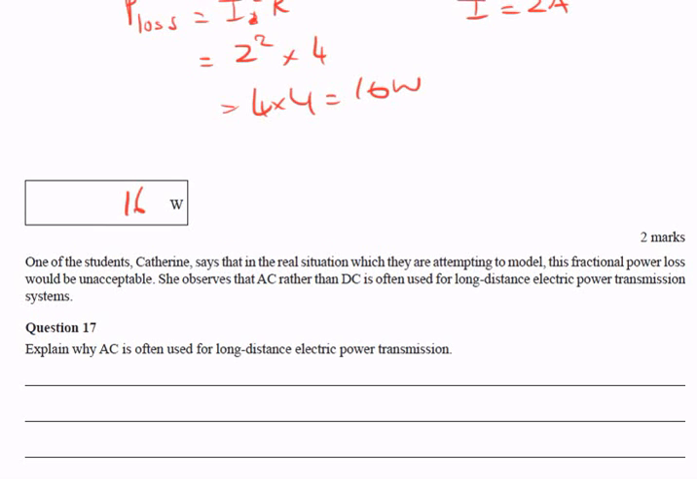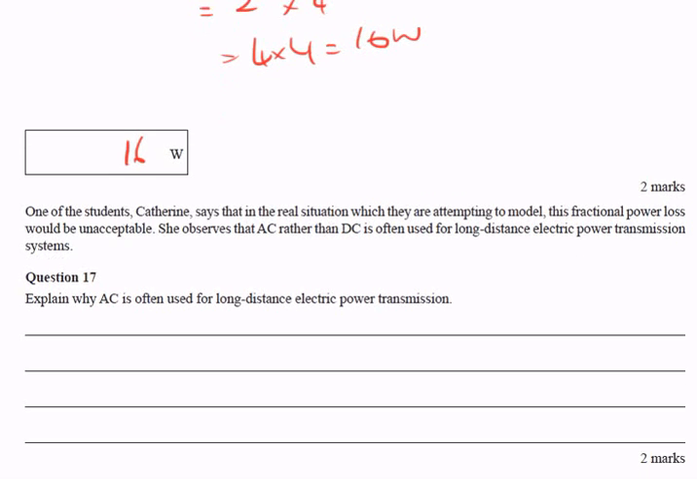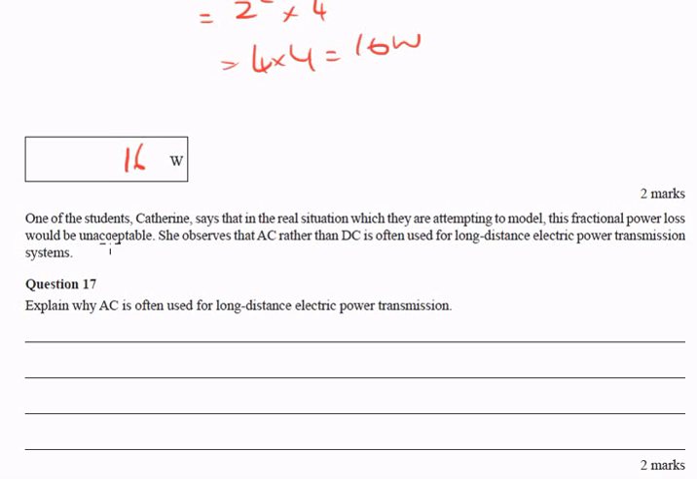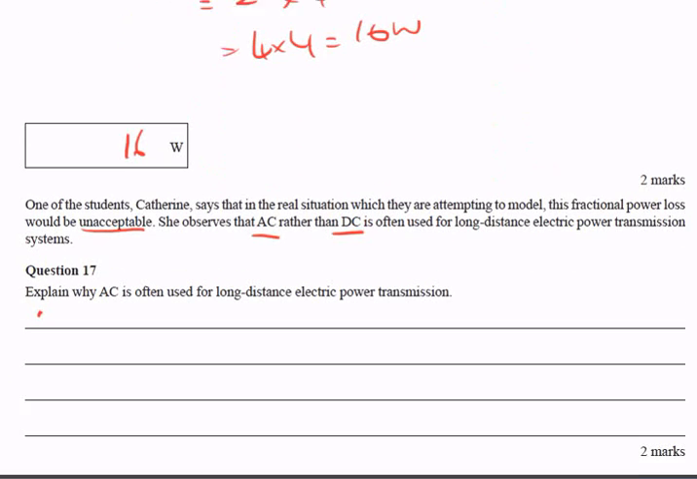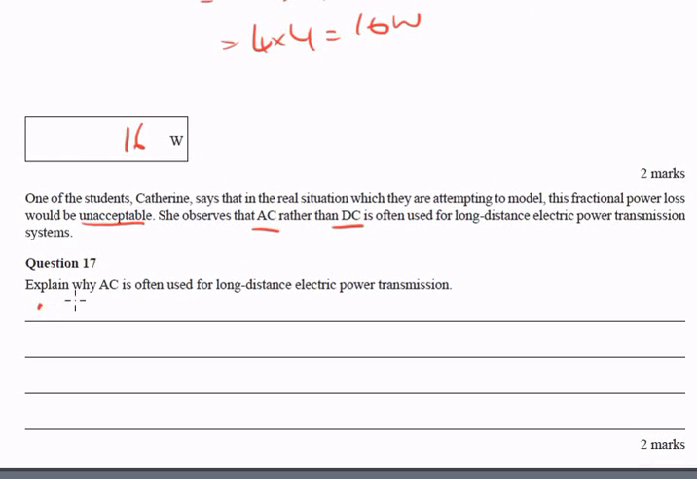Alright. One of the students says that in the real situation, this power loss would be unacceptable. She observes that AC rather than DC is used for long distance power transmission systems. Explain why this is the case. It's only worth 2 marks, but we'll set those out in dot points. So really what we want to talk about is minimising this loss here. To minimise that loss, we want the current to be as small as possible, and for that to happen we need to use transformers, and transformers only work with AC.